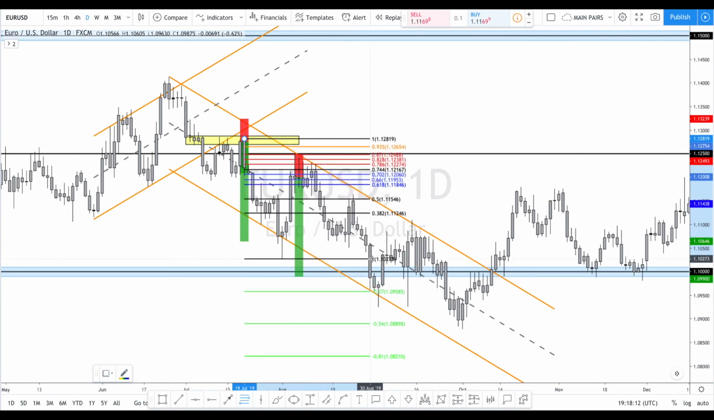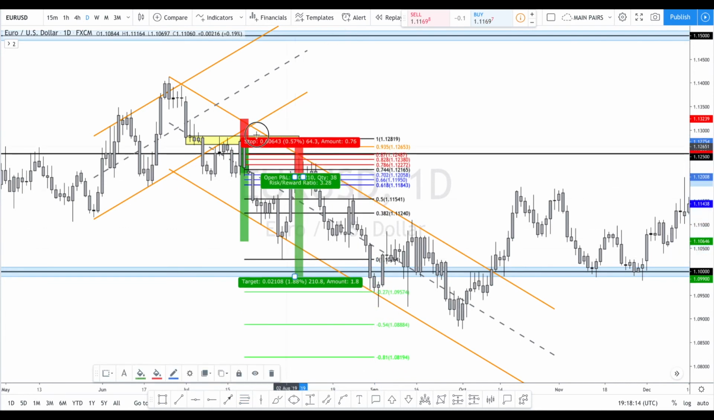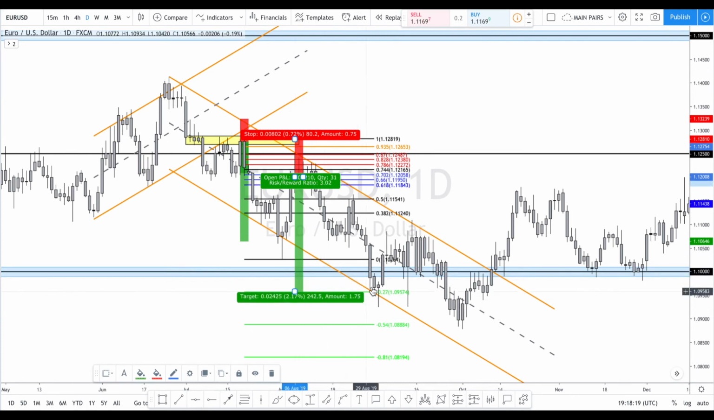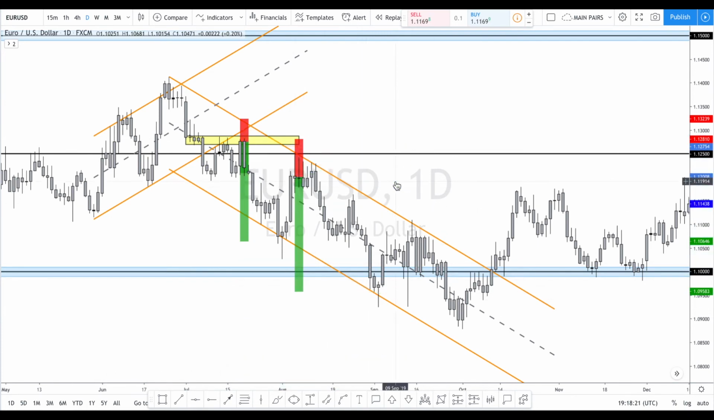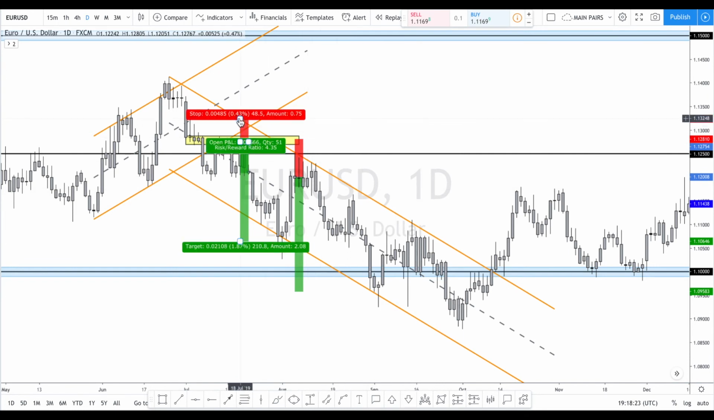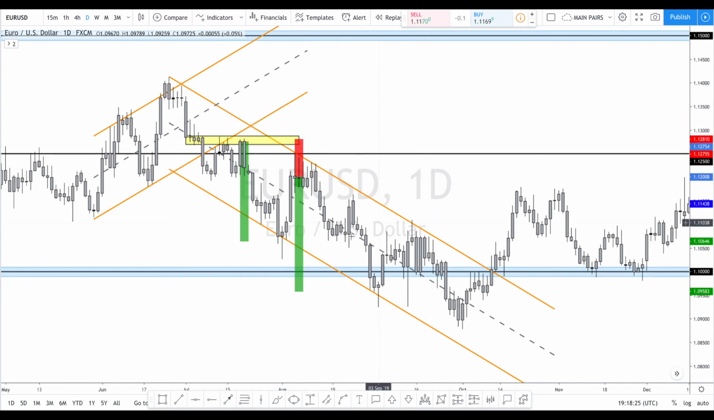So we're entering around here. Our stop loss now is here. Our take profit is now here. So let's just keep this going. Now we've made a lower high. What can we do with this stop loss? We can move that stop loss down. We can't do anything here yet.